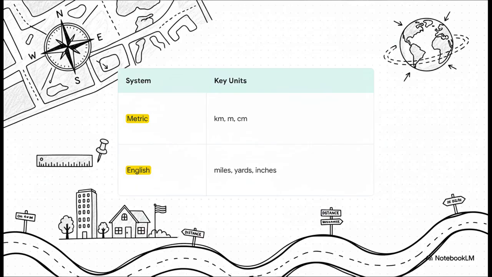That 1 unit could be 1 centimeter, or it could be 1 inch. It works perfectly with the metric system that we use here in India, kilometers, meters, centimeters. And it works just as well with the English system that's used in countries like the US, miles, furlongs, inches. It's like a universal language for maps.